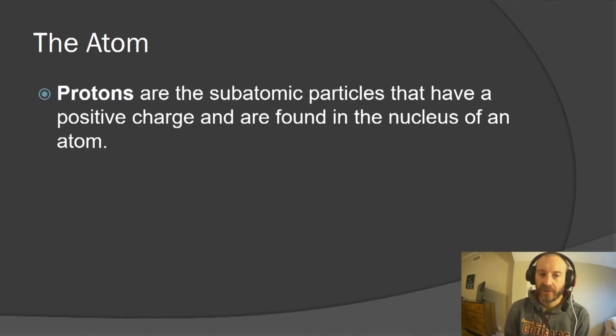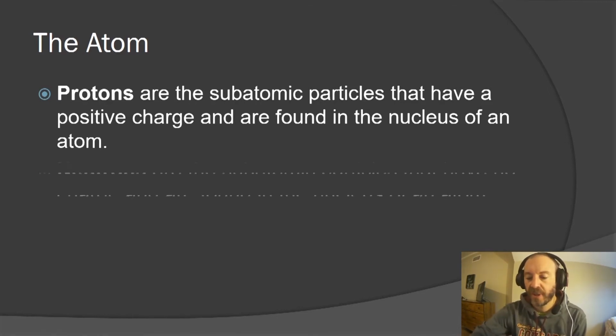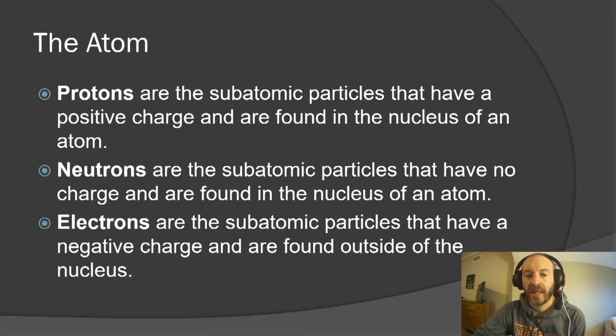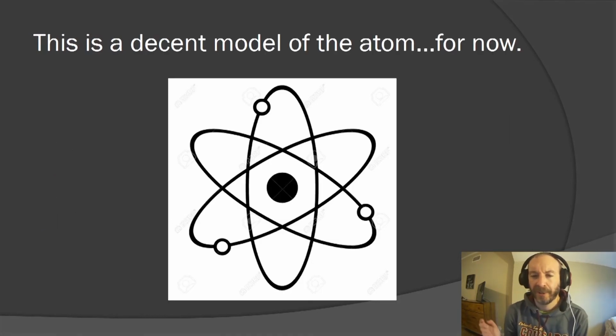And just to make sure it's very clear, this slide's kind of the same, but it shows you that protons have the positive charge and are found in the nucleus. Neutrons have no charge, they're neutral, and they're found in the nucleus as well. And then electrons are negatively charged, and they're found outside the nucleus. If you've ever seen Jimmy Neutron or something like that, this picture is a pretty good model of what the atom looks like.